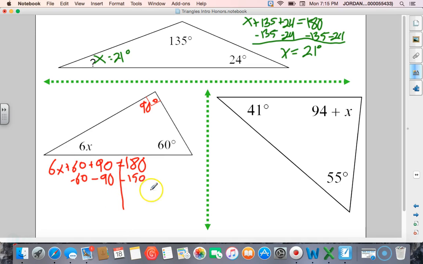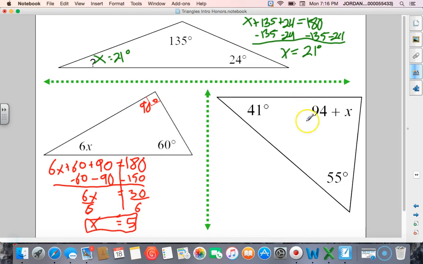Okay, so I'm going to put minus 150 over there. And then those will cancel out. I'll bring down the 6x, and 150 minus 180 minus 150 is 30. Divide by, not 5. What are you doing, Coach Shipley? Silly Coach Shipley. Don't make mistakes like that. 30 divided by 6 is 5. So we got x equals 5.